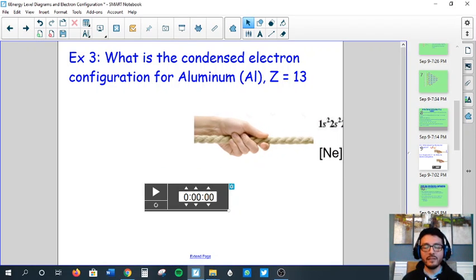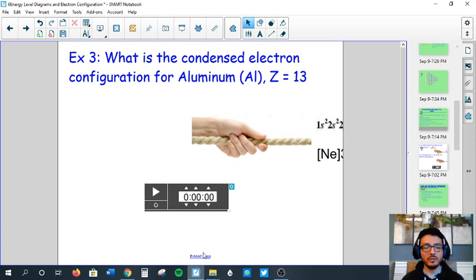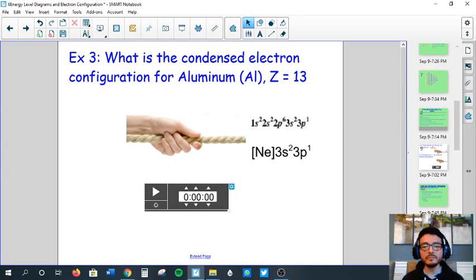Then after neon, we have 3 more electrons to fill in. We have the 3s2 completely filled, and then the 3p isn't completely filled. There is only 1 electron here, so it'll look like this. Neon in square brackets, 3s2, 3p1, and this is the condensed version. Instead of writing all of this, it's sufficient to write this.